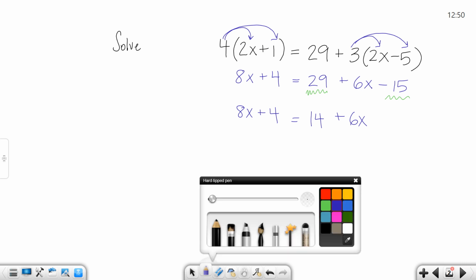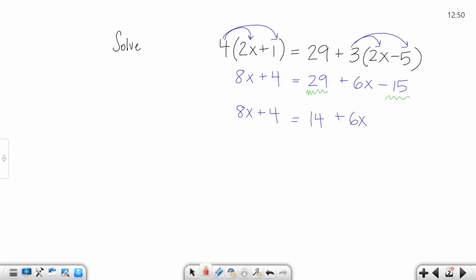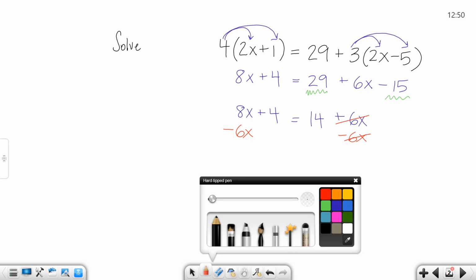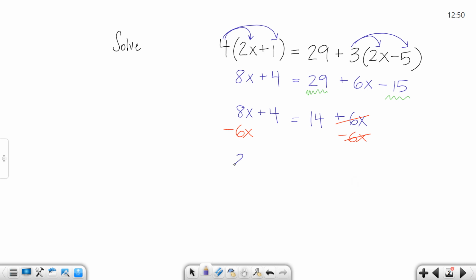So step 2 is to get variables on one side, constants on the other. It doesn't matter which one you move first. I'm going to move this 6 first. So to get rid of it, I'm going to change its sign. So instead of a positive 6, I'll put a negative 6, and that would cancel it out. So this leaves me with 2x plus 4 equals 14.